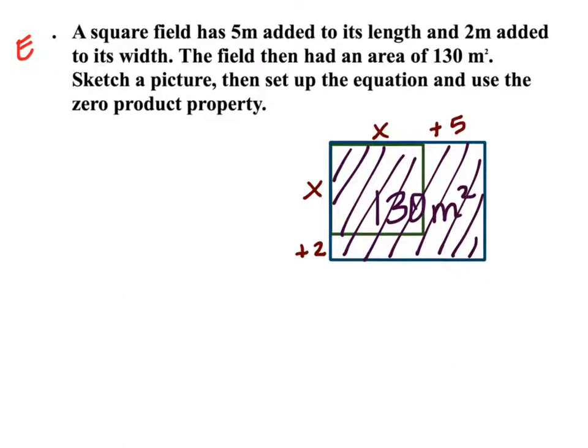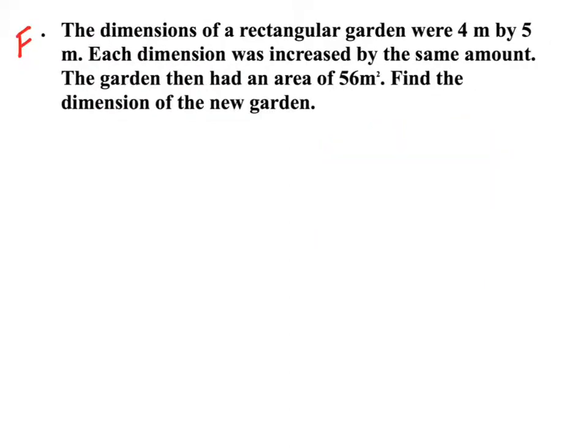And let's take a look at F. This is our last video that we're going to do, or the last problem in this video that we're going to do together. So F says the dimensions of a garden were 5 meters by 5. Oh, excuse me. Let me rephrase this. The dimensions of a rectangular garden were 4 meters by 5 meters.